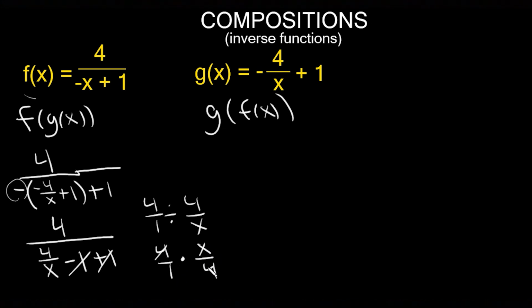Now the 4's will cancel out. I'm left with x. I have x over 1. So this one checks out. Okay? Now we just have to prove it out on the other composition.